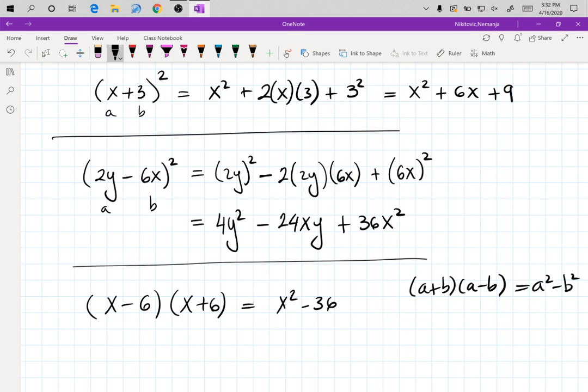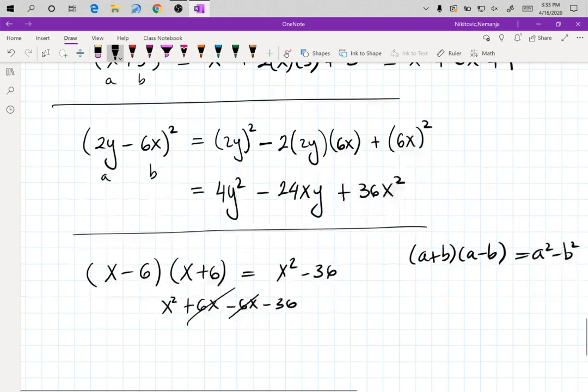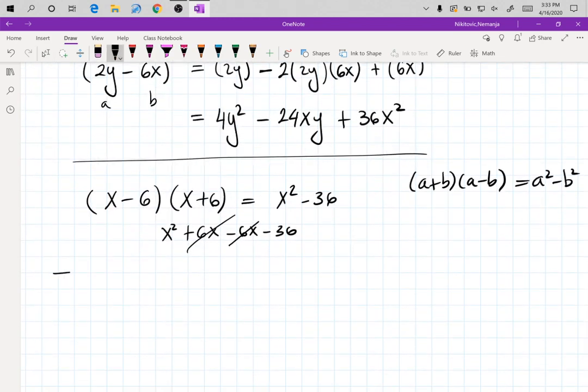That's the formula. It's very quick. It's very quick if you know the formula. If you don't know the formula, you will still get this. It just takes longer. X times x is x squared plus 6x minus 6x minus 36. These two cancel and you get the same answer. So the idea is that you can solve the problem two ways. Just learn the formula because you will need it for chapter 6, which is the next chapter.